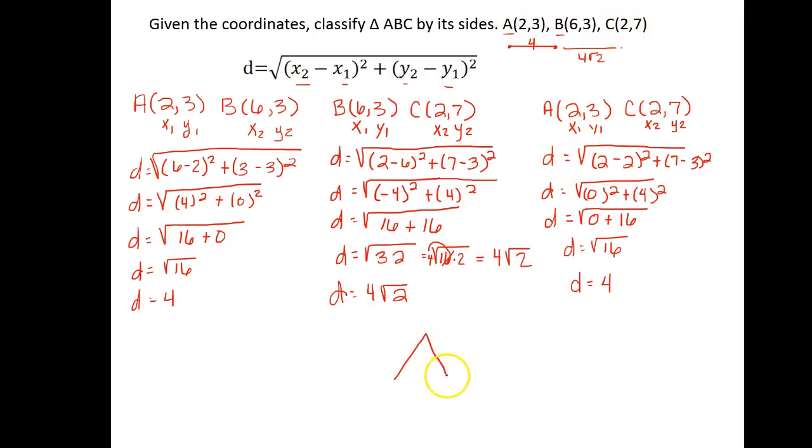So this is how it looks. Let's draw A, B, C. From A to B was 4. From B to C was 4 root 2. And from A to C was 4. So if you look, two sides are congruent. So you have an isosceles triangle.